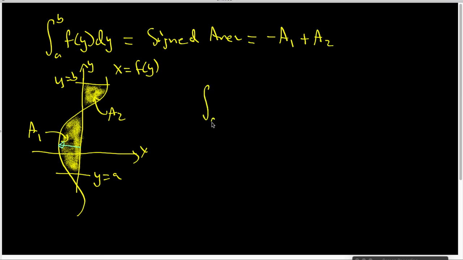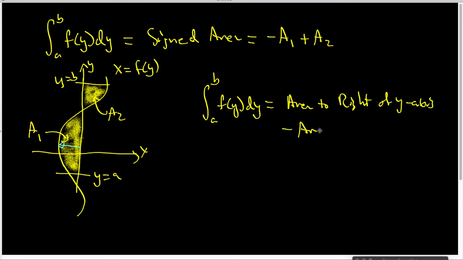In other words, the more general case is that a definite integral from a to b of f of y dy is going to be the area to the right of the y-axis minus the area to the left of the y-axis. And what this means is that we can then generalize area between two curves in the same way that we did in the x direction. We'll look at that in the next video.